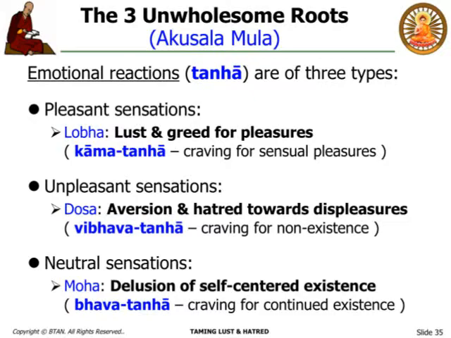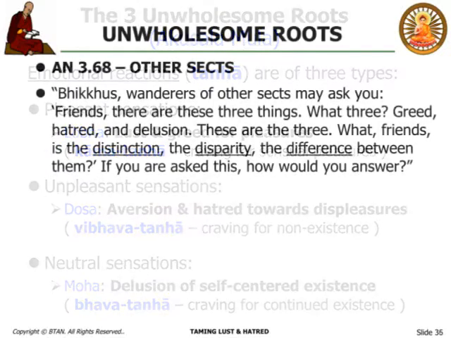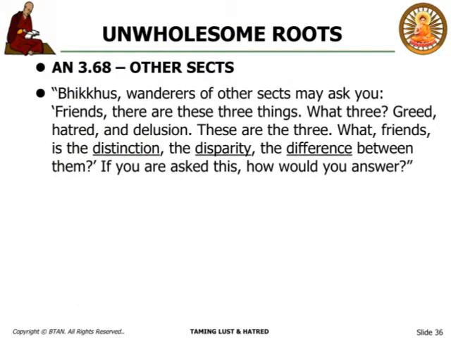There's a very interesting sutra. There are a few sutras in the Majjhima Nikaya, Book of Threes. 69 talks about the three kinds of roots, wholesome and unwholesome. But 68, Book 3, 68 is a very interesting description. The Buddha actually mentioned to the disciples what happens if other sects, other different religious groups, come and ask a Buddhist about those three things that arise: the lust, the hatred, and the delusion.